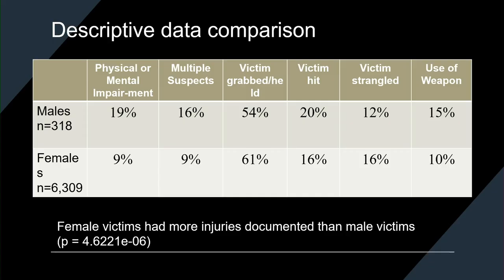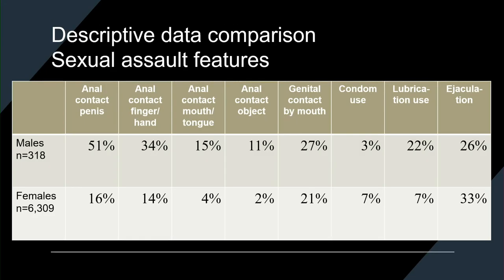We also found that males were more likely to have multiple suspects in the assault than females. Victim grabbed or held was less, but victim being hit was higher for males, and these are all statistically significant. Victim being strangled is also higher for our females, but higher use of weapon in the male sexual assaults. Female victims had more injuries documented than our male victims.